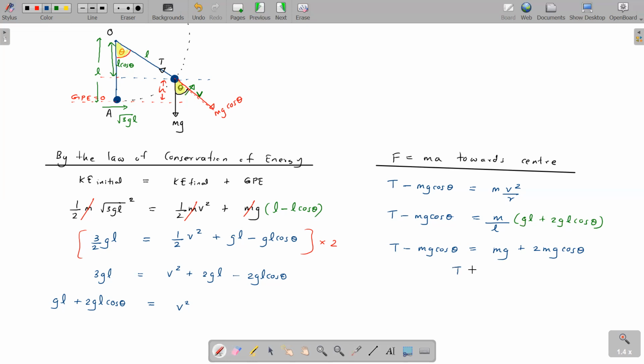So now make T the subject. T equals mg. So you have here 2mg cos theta plus another mg cos theta. That gives you 3mg cos theta. So to make things look better, you can maybe take mg out and write mg times (1 plus 3 cos theta) newtons. So this is the expression for the tension.